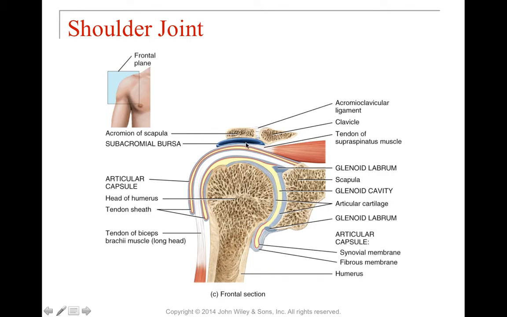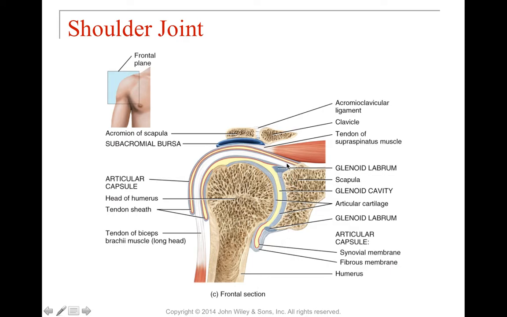Here we have the acromion of the scapula again, just to orient you, and then that's going to go from the acromioclavicular ligament over to the clavicle. So this ligament links the acromion and the clavicle. Here's that tendon of the supraspinatus muscle. Again, that's coming right in underneath that subacromial bursa. So we have the acromion, the subacromial bursa, and then the tendon of the supraspinatus muscle coming in right there. Then we're going to end up with the articular capsule. That's here. The articular capsule is going to basically be where we are articulating the head of the humerus, right, directly with the scapula itself.